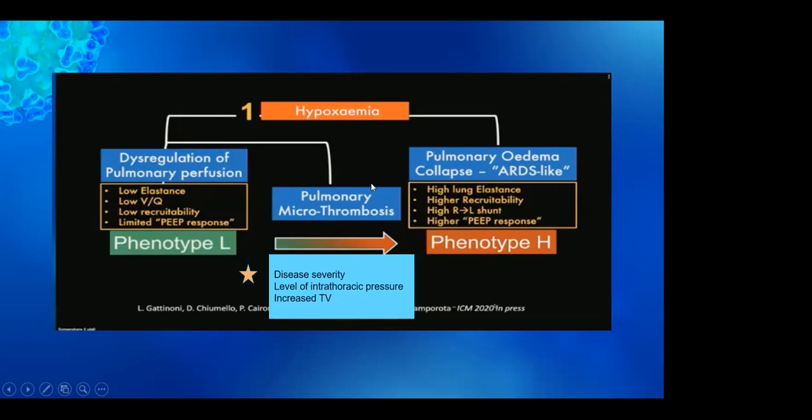The other type of lung is found with high recruitability, high right to left shunt and higher PEEP response. So he labeled this type of lung phenotype H. And actually this phenotype H type of lung is typical ARDS. That's why in his first article in the Intensive Care Medicine journal, he said every ARDS is not typical. We can have atypical ARDS where we have the lung with low elastance, low VQ, low recruitability, and limited PEEP response. And this H-type, which is typical ARDS, is what we know, everything written in the book. This type of lung is H-type because it is heavy lung, edematous lung, having high elastance, high recruitability, high right to left shunt, and more PEEP response. So he said the management is different in different patterns of ARDS.